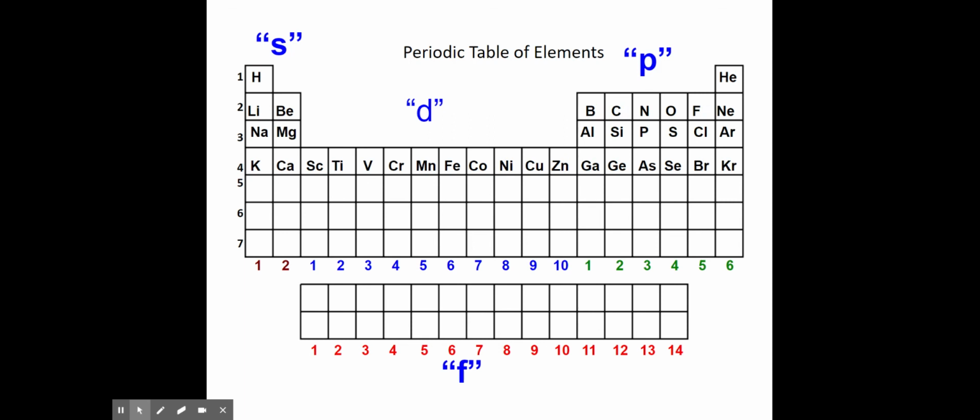The next element, beryllium, 1s2, 2s2. The next element, over towards the right, is boron. Capital B is boron. That has 5 electrons.